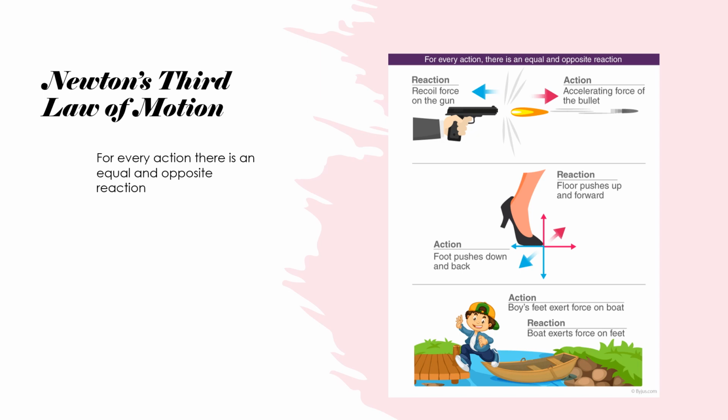When a rocket is launched, the rocket exerts a force on the exhaust gases, and the exhaust gases exert an equal and opposite force on the rocket, propelling it into space. When a person walks, the person exerts a force on the ground, and the ground exerts an equal and opposite force on the person, propelling them forward, like you see in the picture on the right in the middle.